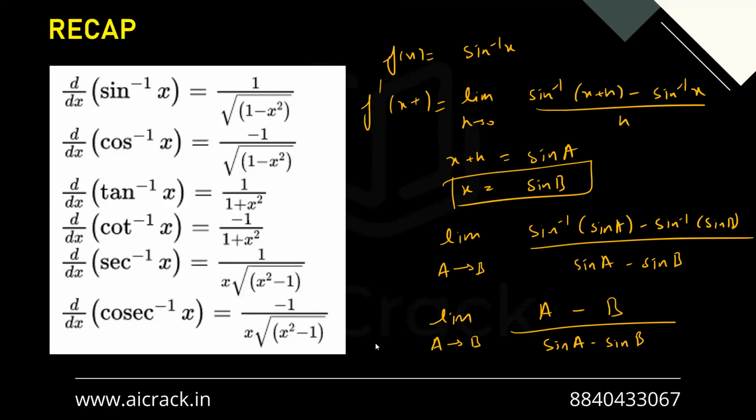Now that was the first method. We did use the substitution, but we still used the first principle method. Now let's use the substitution directly without even using the first principle and derive the formula over here. Okay. So we have y equals sine inverse x, right? Now let's take the substitution. We can take x equals sine theta. Now in this case, y would become sine inverse sine theta. That would be theta only, right?